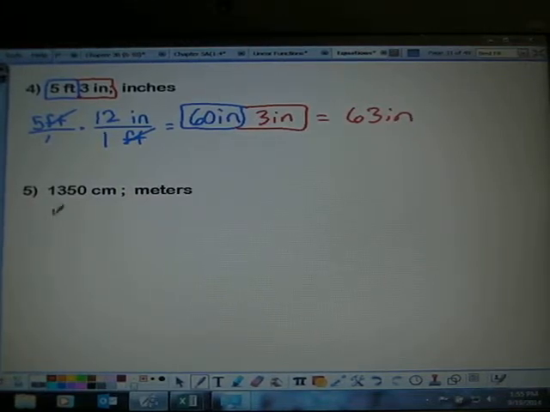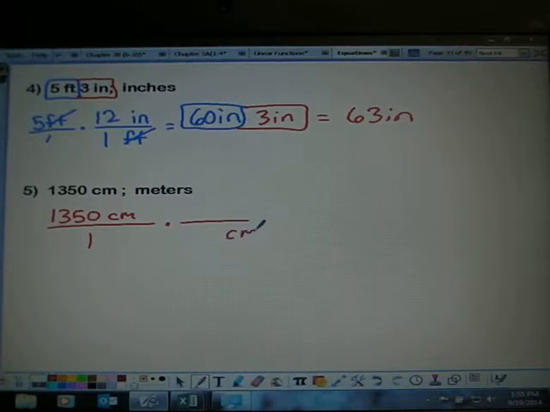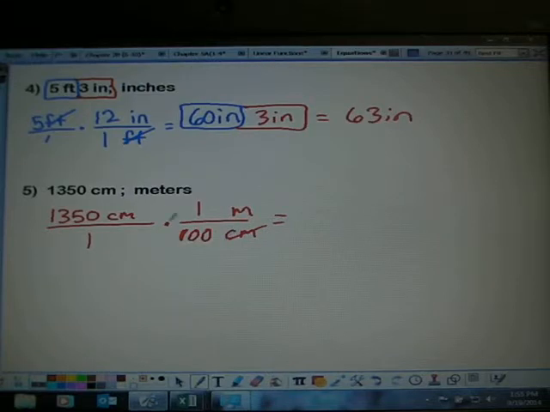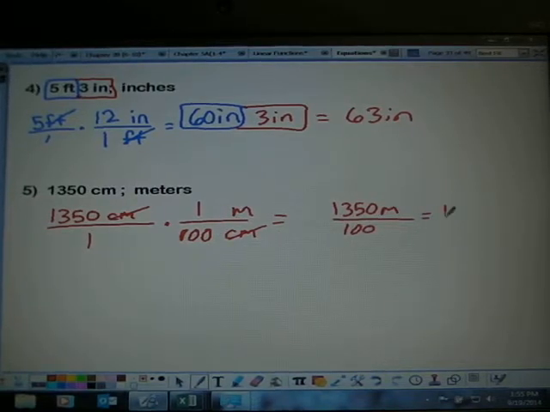One more of these. We have 1350 centimeters over 1. We're going to multiply that to another fraction. Centimeters goes on the bottom, meters goes on top. The ratio of this is 1 meter is 100 centimeters. As you multiply across and cancel those words out, you get 1350 over 100, which means it's 13.5 meters. So 13.5 meters is the same as 1350 centimeters.